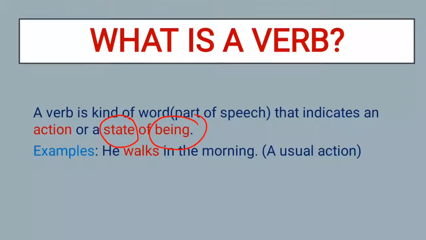So, state of being refers to verbs which refer to physical condition, mental condition, or state of existence rather than action. Let's understand this with the help of examples. He walks in the morning. Here we are talking about an activity or an action, walk. You can replace this word with any other word, any other action word, depending upon the context. We can say he sings in the morning.